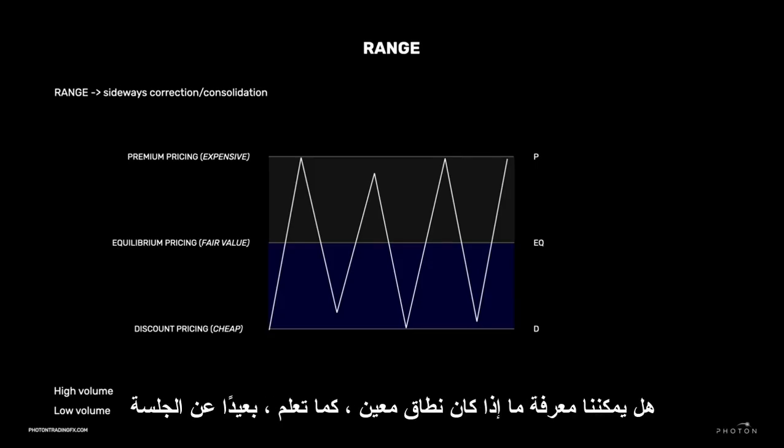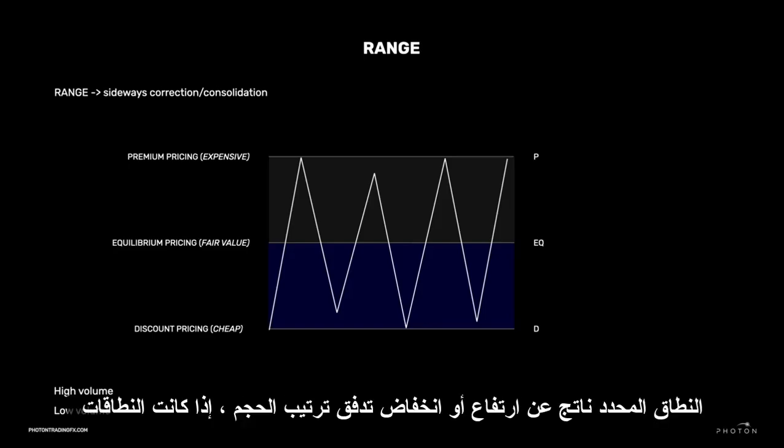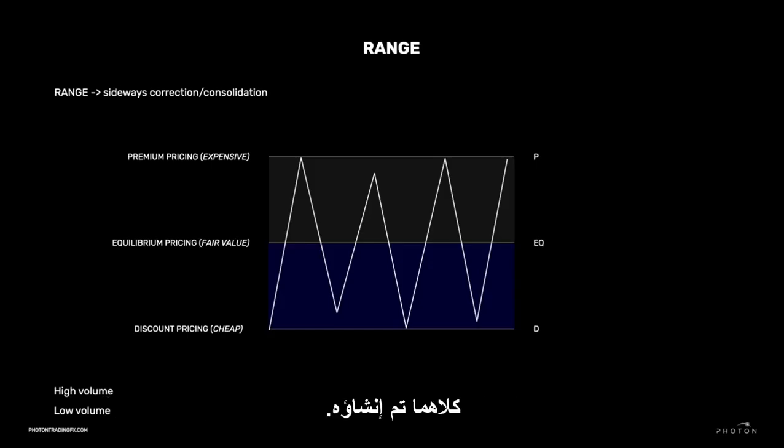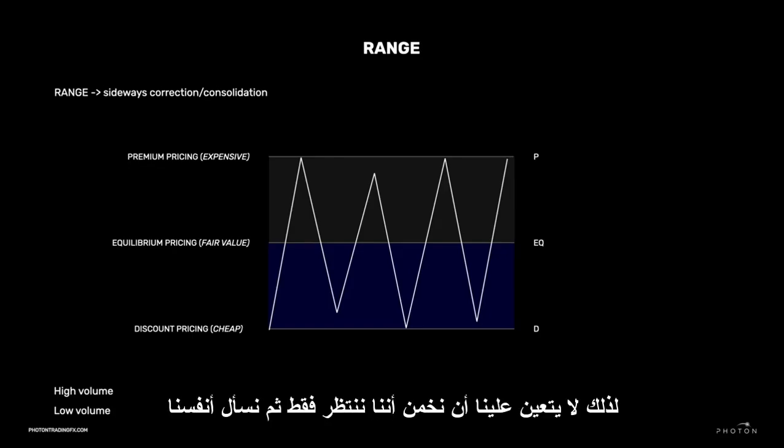But how can we tell, aside from session timing, whether a particular range is caused by high or low volume order flow, if ranges are created by both of them? Well, the easiest way to determine which environment you are dealing with is by just waiting to see what happens after the range is created, right? So we don't have to guess, we just wait.